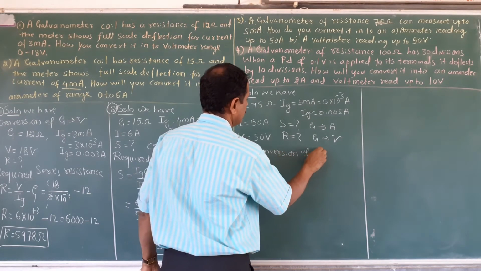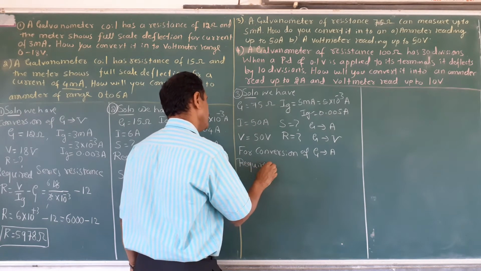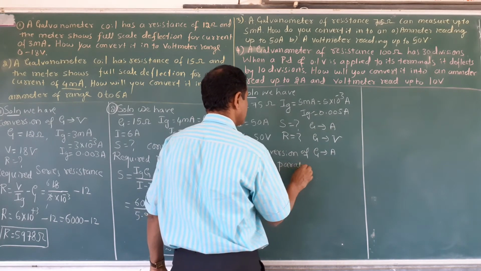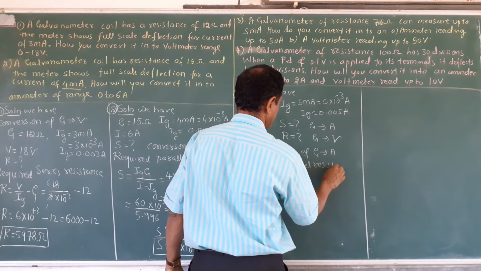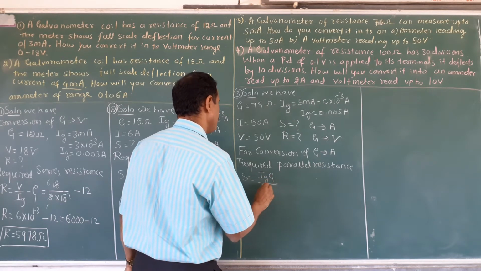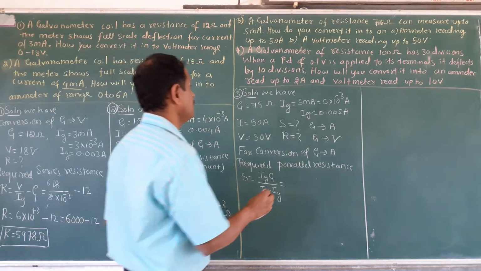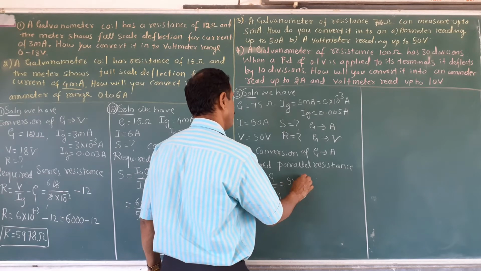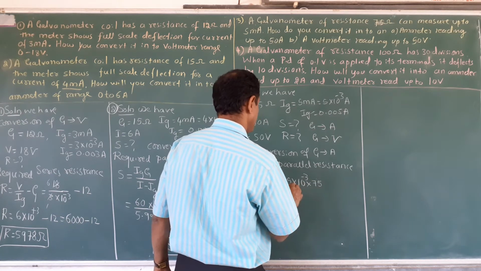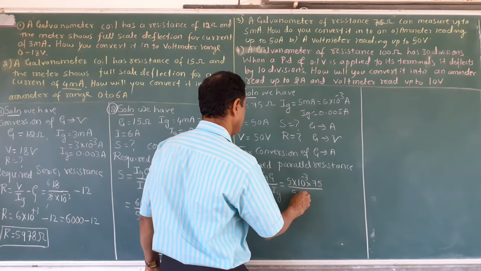For the conversion of galvanometer into ammeter, we require parallel resistance, it means shunt resistance. Parallel resistance S is equal to Ig G upon I minus Ig. Ig is 5 into 10 to the power of minus 3, into G is 75, divided by I minus Ig, I is 50 minus 0.005.